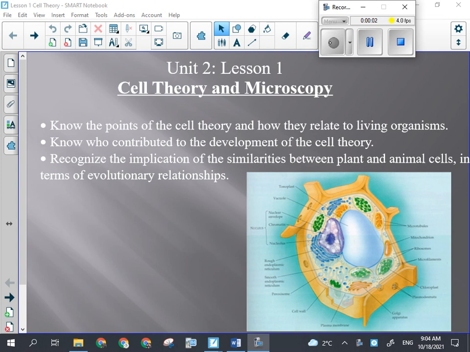All right, so you're going to find that all of our units in this course kind of follow the same pattern. Okay? In the chemistry unit, the first day we started talking about the basic unit of chemistry, the atom. Well, today we're going to start biology, and we're going to talk about the basic unit of biology, the cell.